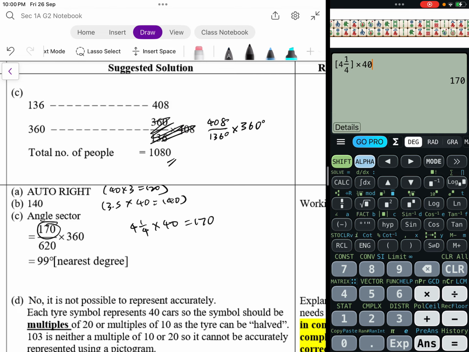Okay, so the total number of cars will be 1, 2, 3, 6, 9, 12, 14, 15.5. Alright, so this will be the number of cars at Pandora.